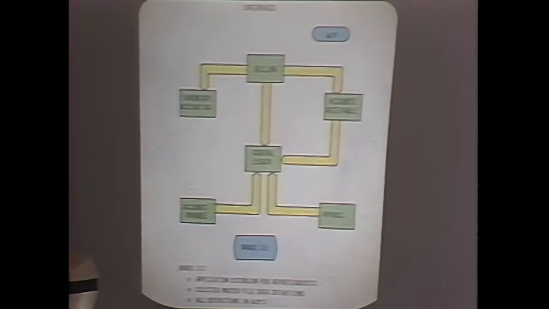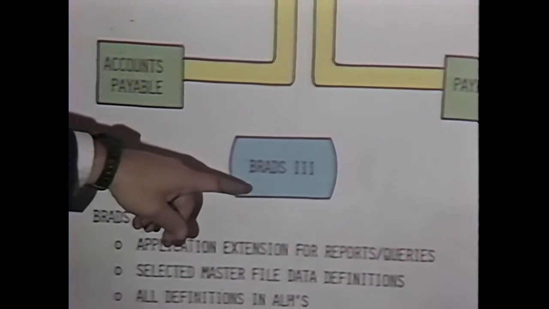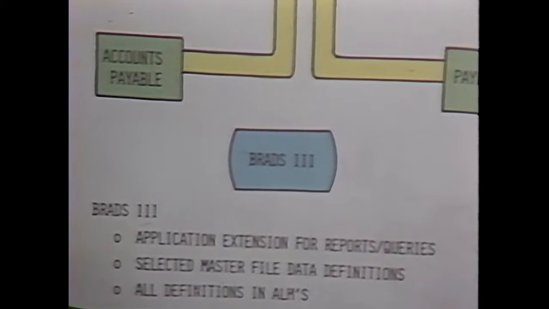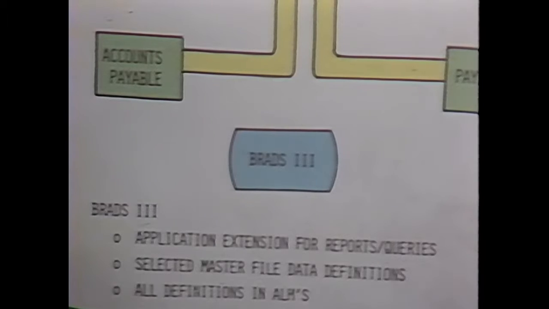But I want to direct your attention to the two little blue boxes. The blue box in the upper right-hand corner is word processing. That's a combination hardware-software product built in Boca Raton, and it works with externally defined data. Store that for a moment. The blue box down below is a database product called Brad's 3 that also works from externally defined data, and it was built in Menlo Park, California.